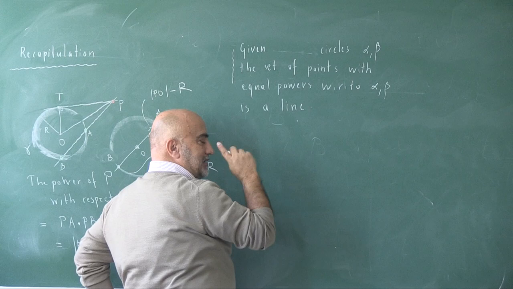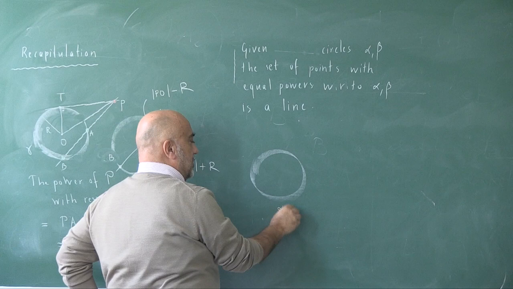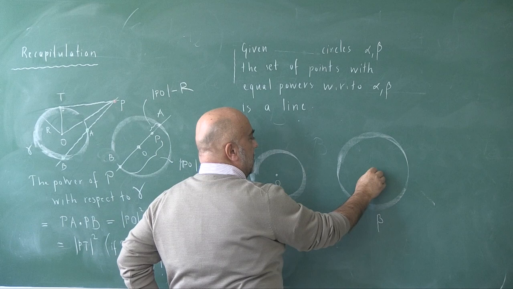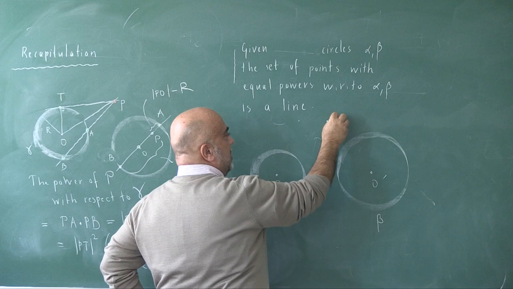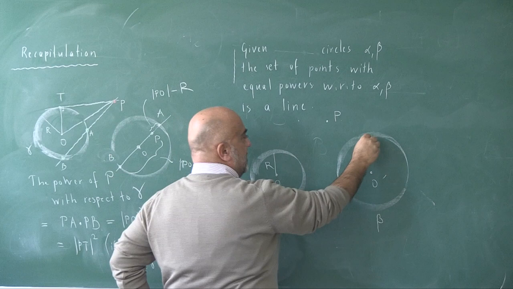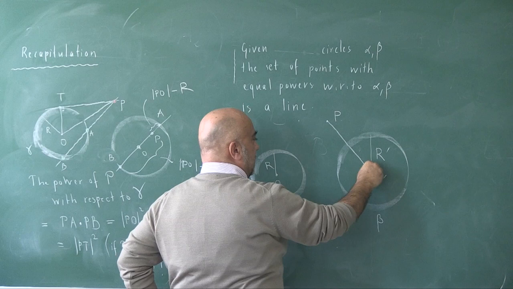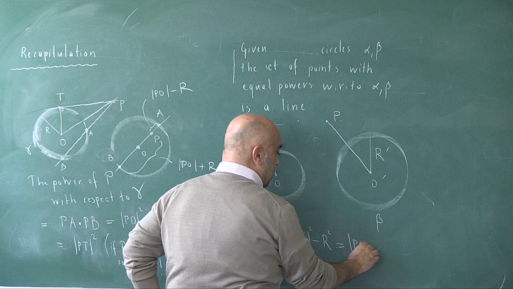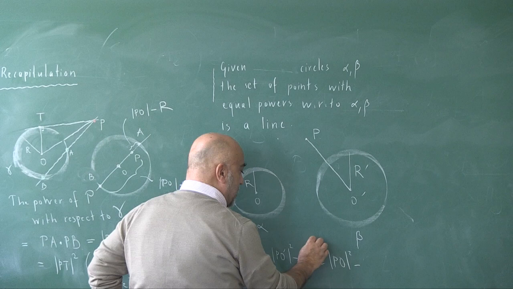So that's your alpha, let's say the circle with center O, and then, for purposes of illustration, let me take a quite dissociated circle beta, with center O prime. When and how does a point P have the same power with respect to these two circles? Let's say this has radius big R and this has R prime. Then this happens if and only if the power with respect to beta, PO prime squared minus R prime squared, will be equal to the power with respect to alpha, PO squared minus R squared.